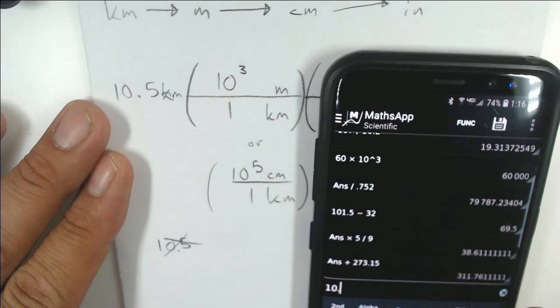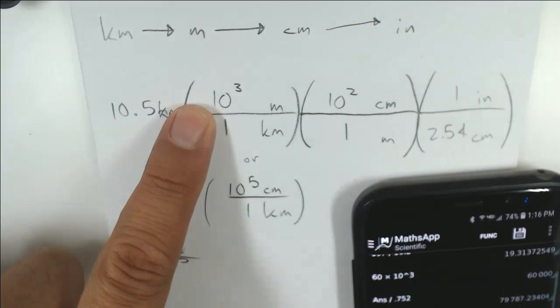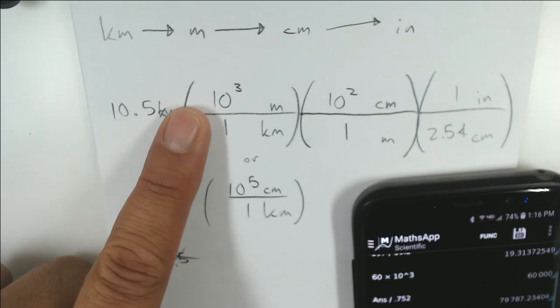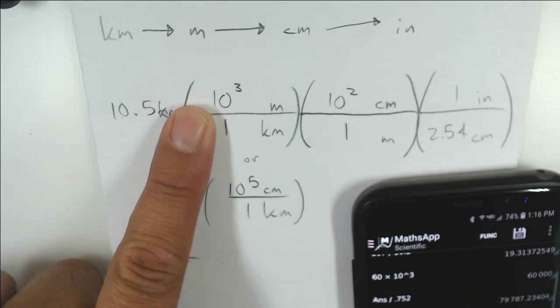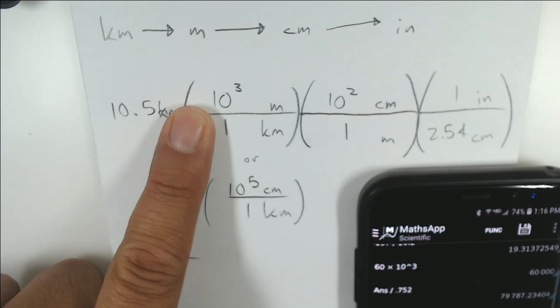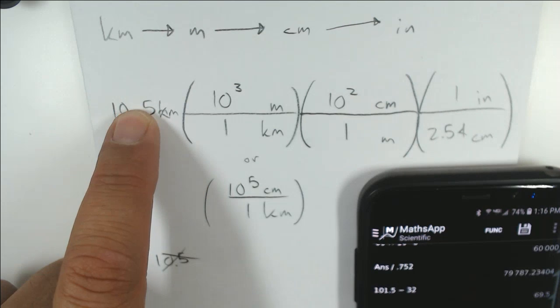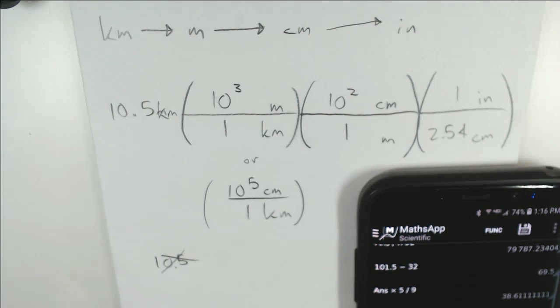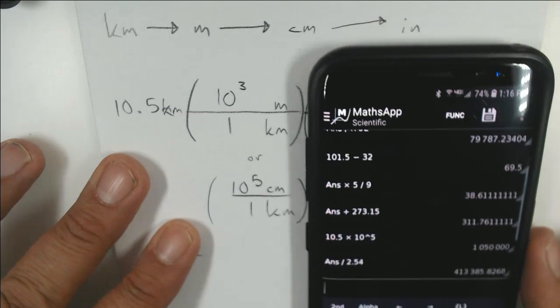So to save yourself a little bit of time on your calculator, you could actually do this calculation in your head, because that's just 10 to the 5, right? We have 10 to the 3, yep, it's 10 to the 5, so that could save you some time. So times 10 to the 5, and then lastly divided by 2.54, and then we get a large number there.